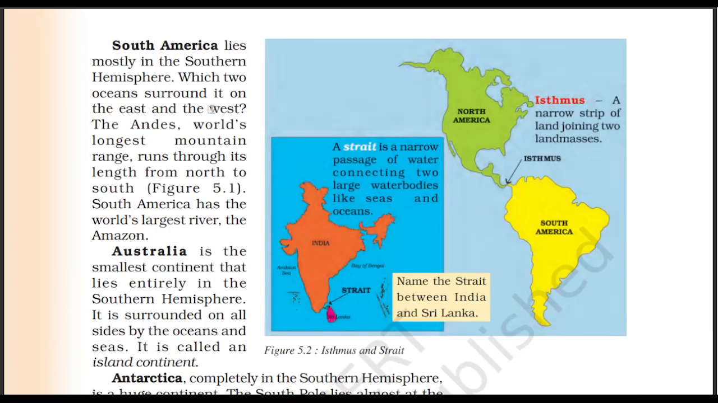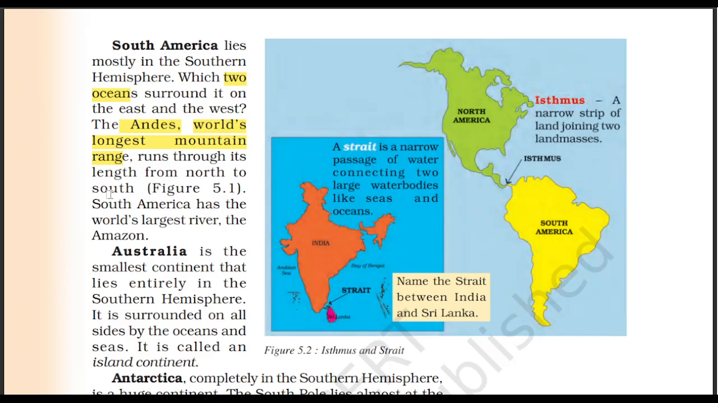South America lies mostly in the southern hemisphere, with two oceans surrounding it on the east and west. The Andes, the world's longest mountain range, runs through its length from north to south. South America has the world's largest river, the Amazon.